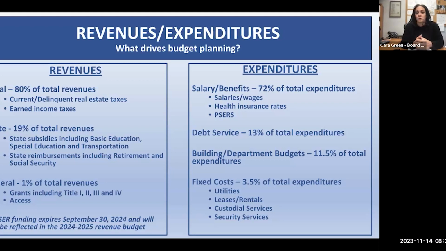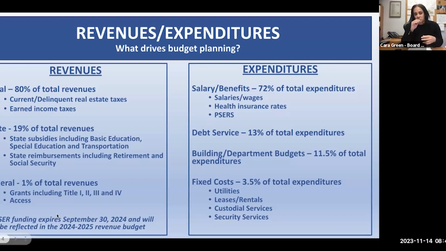On the expenditure side, as you would expect, salary and benefits make up the biggest chunk of our budget on the expense side at 72% of total expenditures. Our debt service is about 13% of total expenditures. Our building and department budget, so the resources and services, are about 11.5%. And then we have some fixed costs such as utilities, our leases, and some of our outsourced services. That's about 3.5% of our total expenditures.